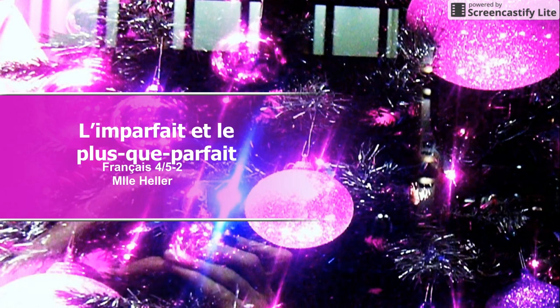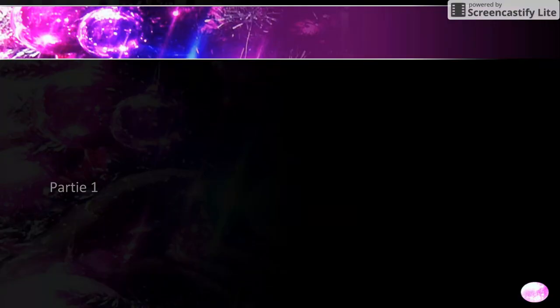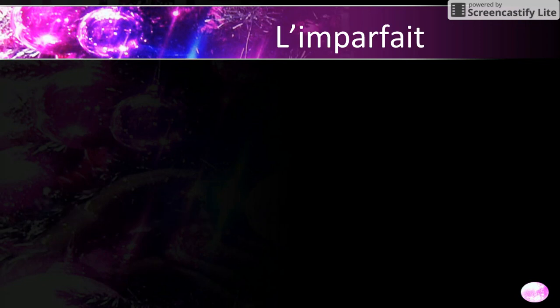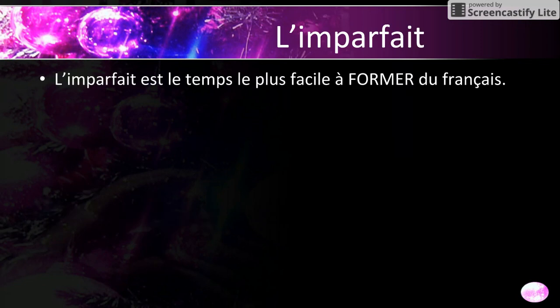These are two different tenses that are in the past tense in French. We've already looked at the passé composé. Today, we're going to look at these two and their conjugations, and we'll talk a little bit about their usages in these notes today, too. So the imparfait is the first verb tense that we're going to look at. It's one of the easiest, if not the easiest, to form in French.